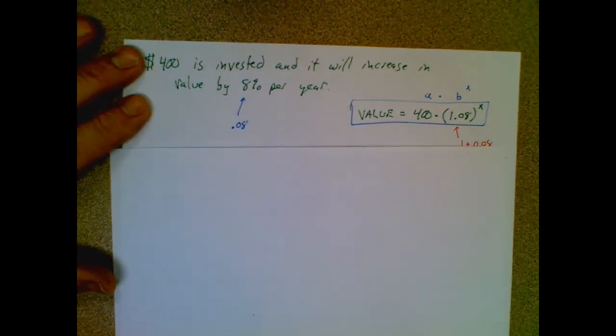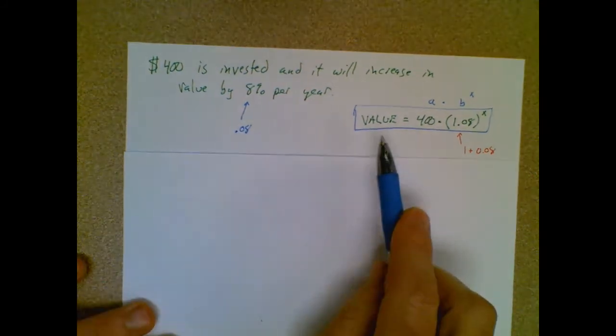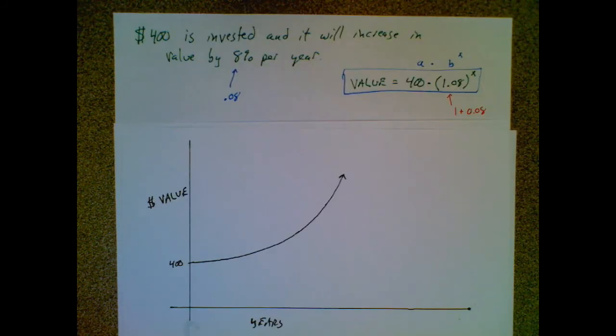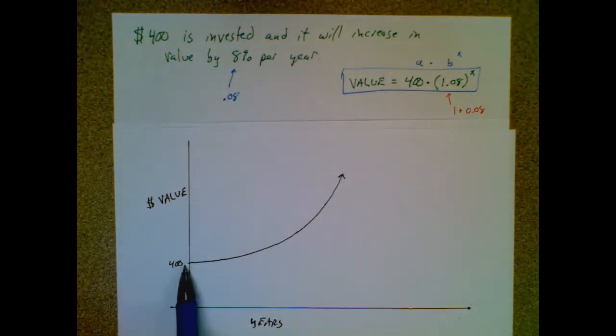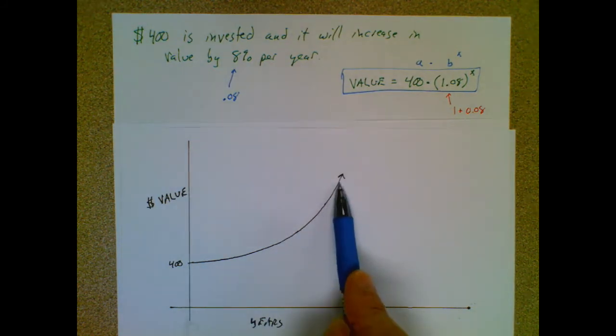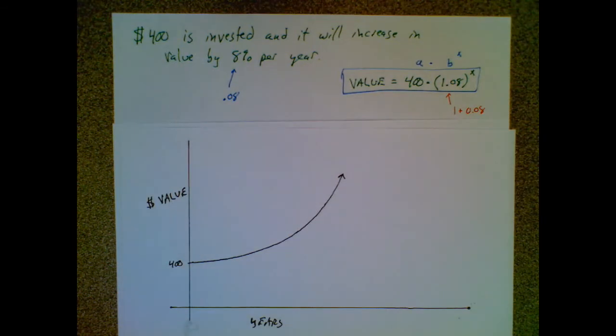Let's look at this. Actually, let's take a look at this if I were to graph it. As I mentioned earlier, these would not be linear graphs. They would be curvy. And so 400 is my starting value, and it's experiencing growth. So the value of my account would start up slightly, but then it would increase quite rapidly eventually.